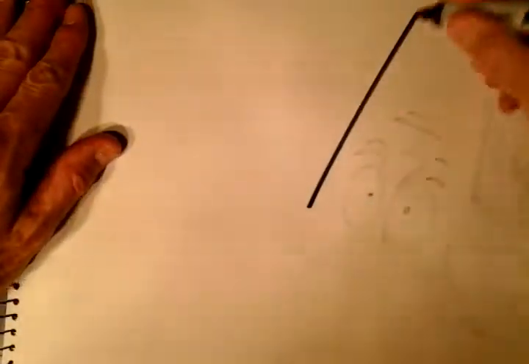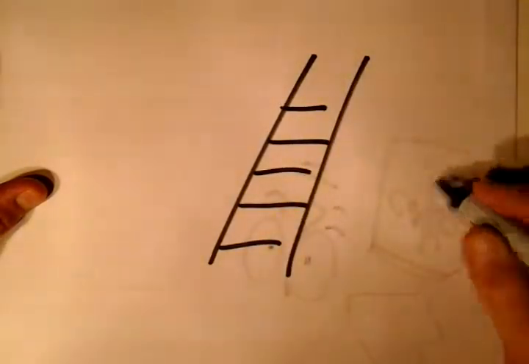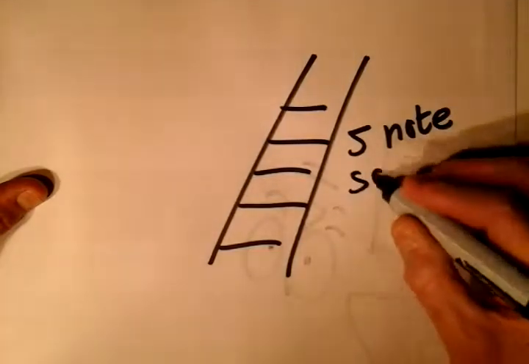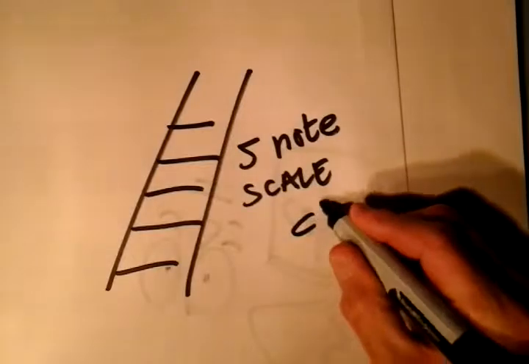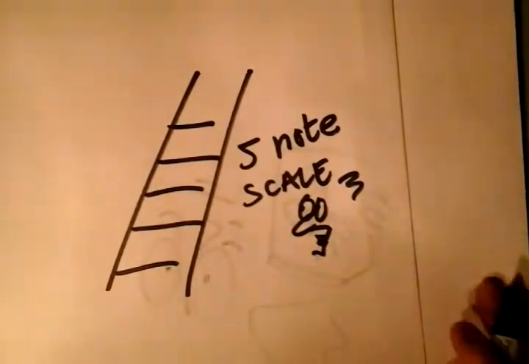Let's make a scale of 5 notes. A 5-note scale. Here's the either side of the ladder or scale. And let's go 1, 2, 3, 4, 5. Well, that's a 5-note scale. That's all it is. Look, be amazed. It's a 5-note scale. My God.